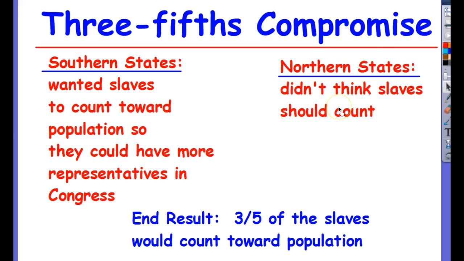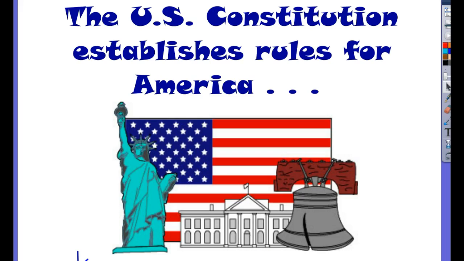And then the 3/5 compromise. Southern states said, look, we have all these slaves, they should count towards population. But the northern states said, but you don't even count your slaves as population in your state. You count them as basically farm equipment, so they shouldn't count. End result, they finally said, well, look, 3 out of 5 slaves will count towards your population, and it made everybody happy. This was the first time that they could have truly dealt with the issue of slavery, and they didn't. So this is going to come back to haunt us later on.